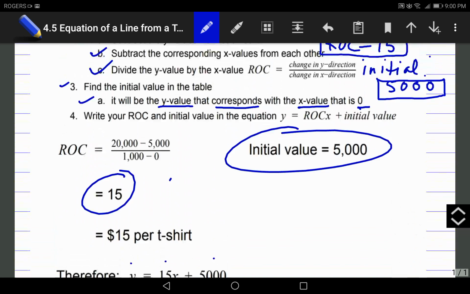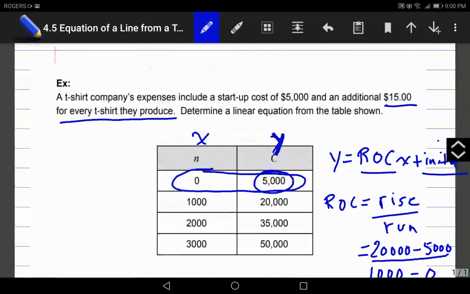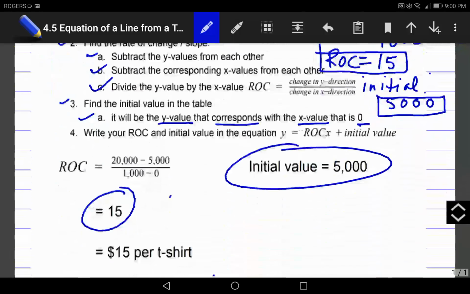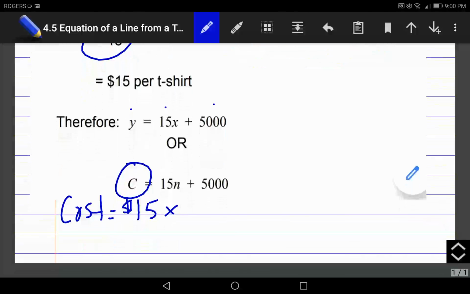Remember what I mentioned the last lesson, that usually you can pick out what that variable should be. In this case it's n. Look where your rate of change is given to you, so $15. Right after it says per t-shirt or for every t-shirt. So number of t-shirts is a factor here. It's a variable, number of t-shirts that we produce. So that's why I use the letter N. It stands for number of t-shirts. So N is number of t-shirts produced.